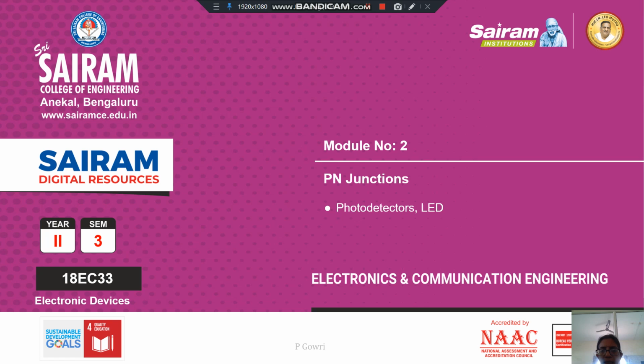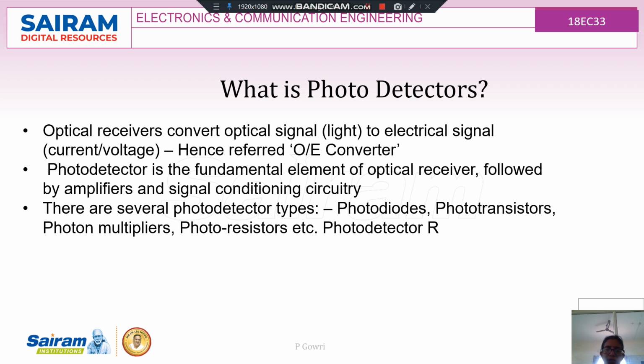So in the previous class we have discussed in detail about what is a solar cell. So today we will be seeing what is photodetectors and LED. So in this video we will be seeing first about photodetectors. So what is a photodetector?